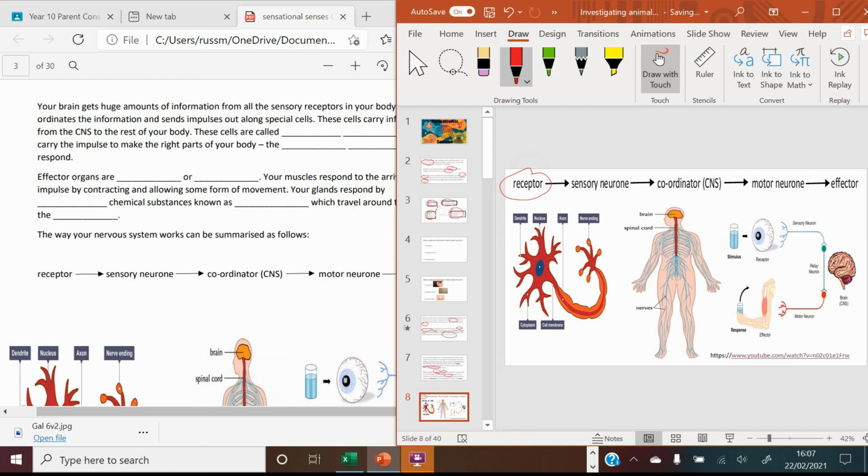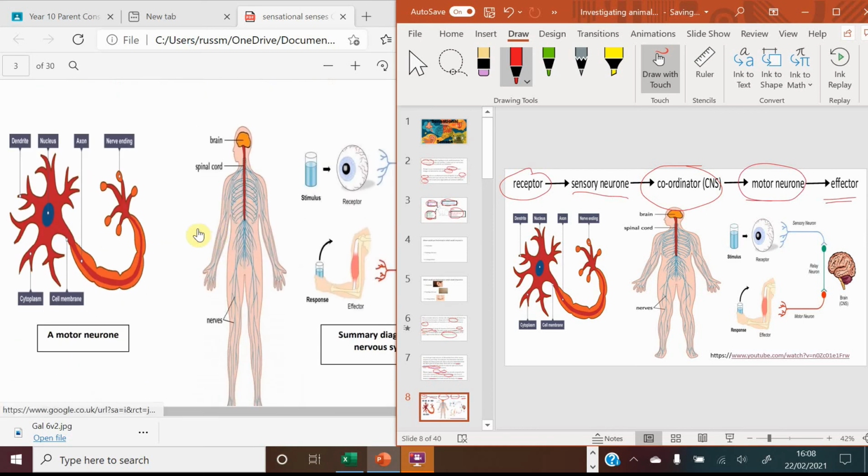Within that receptor, you're going to find a sensory neuron that's going to change the stimulus, whether it's heat, whether it's something sharp, pain, whether it's a good smell or too much light or whatever. It's going to change it into an electrical signal that's going to send it through a sensory neuron to the coordinator, which is your central nervous system. That is then going to decide where it goes. So it's going to go down the right motor neuron to an effector, which is your muscle or gland that's going to be affected. And that's what this little picture is here.